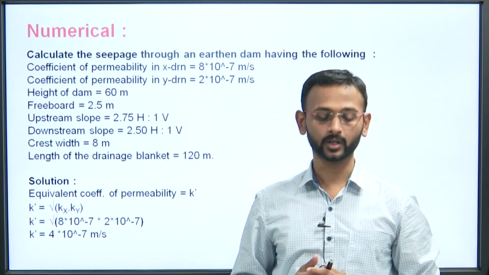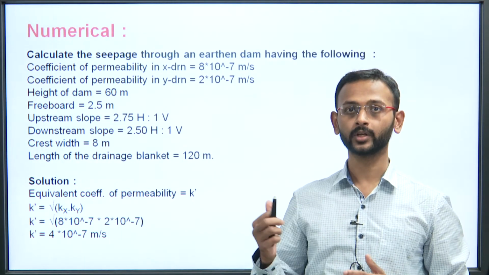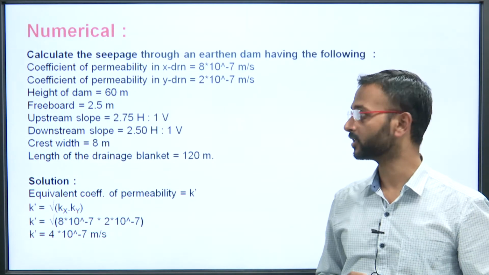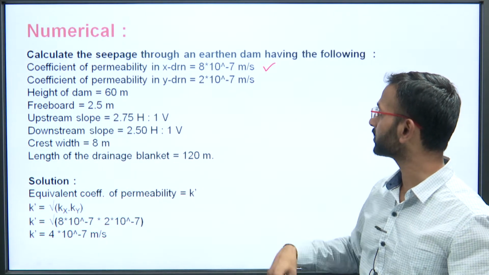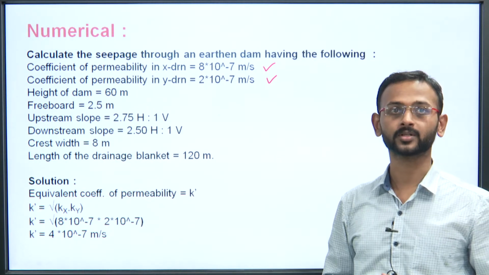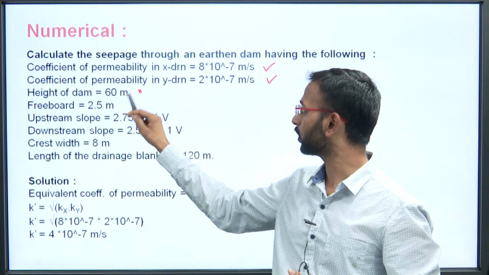See here this numerical, here you have to calculate the seepage through an earth dam having the following given data. What are the given data? The coefficient of permeability in x direction is 8 into 10 to the power minus 7 meter per second, and in y direction it is 2 into 10 to the power minus 7 meter per second. Now, the height of the dam is given as 60 meters. We will be seeing what this is.